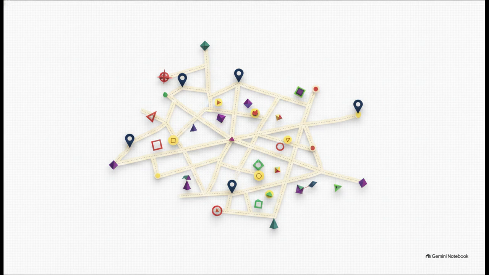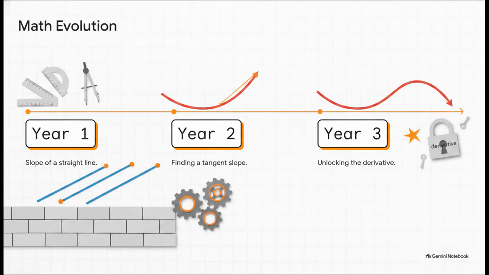Everything we've covered today connects into a massive, beautiful system. The equations lead directly to the graph, which is the visual representation. The graph leads to intersections, and intersections are solved by combining those equations. It's an entirely interconnected mathematical architecture. This timeline perfectly maps out the evolution of your math journey. You start in year 1, mastering the slope of a simple straight line. Eventually, that transforms into finding a tangent slope, and finally, that directly unlocks the derivative. You are literally laying the bricks right now for higher-level math.